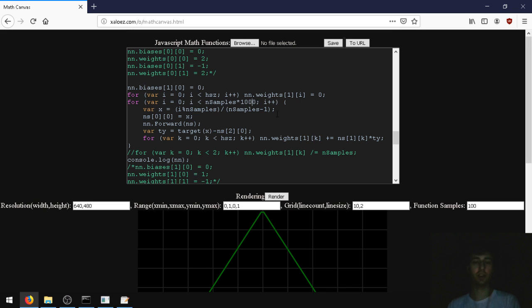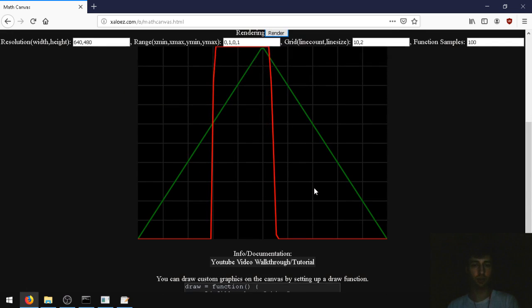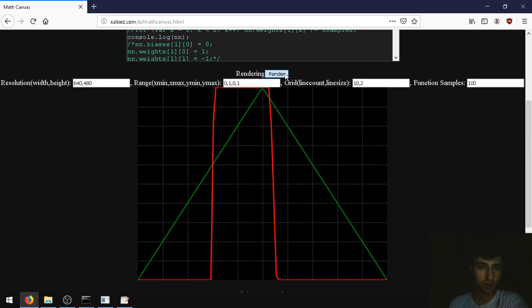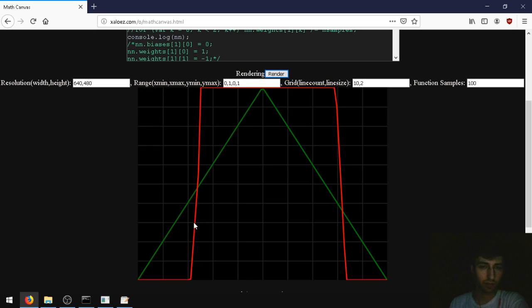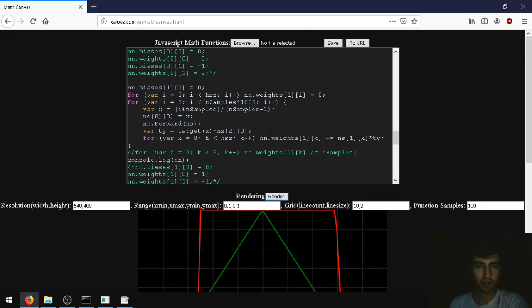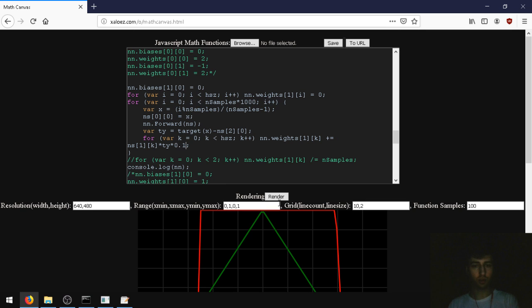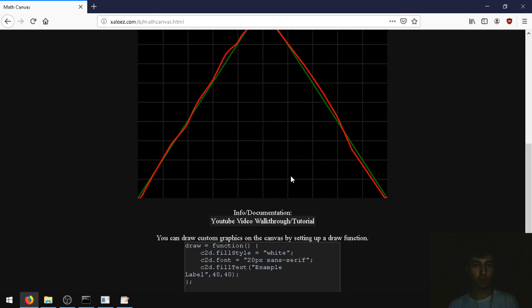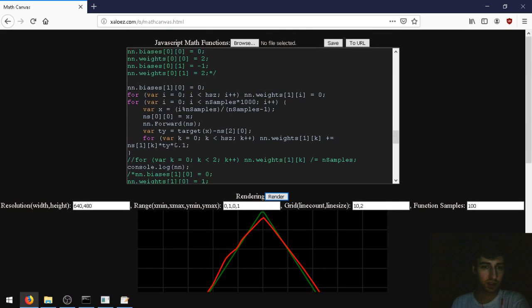Well, I can just try increasing the iterations. Alright, so it's really overtraining right here. So I'm wondering if I need to do a lower learning rate or something like that. Oh my god, that's exactly it. How did I miss that?